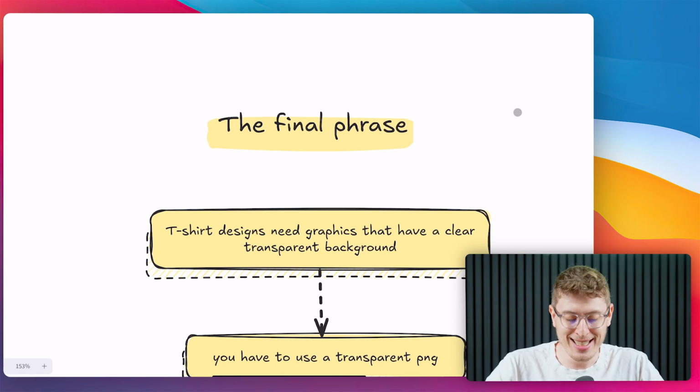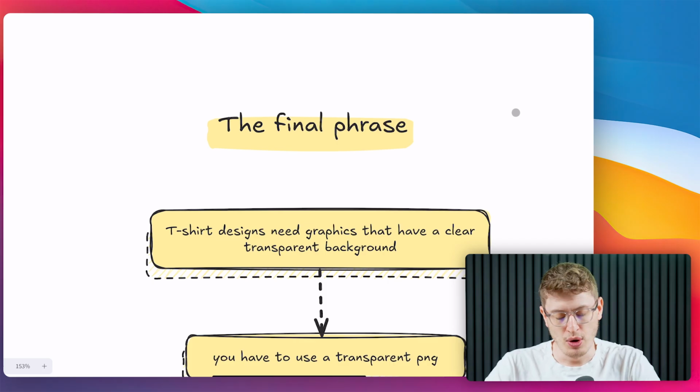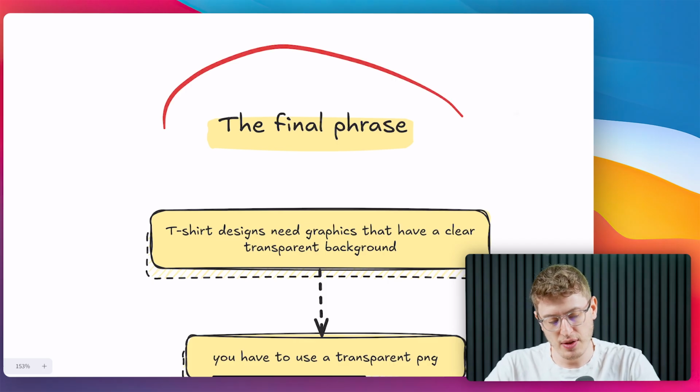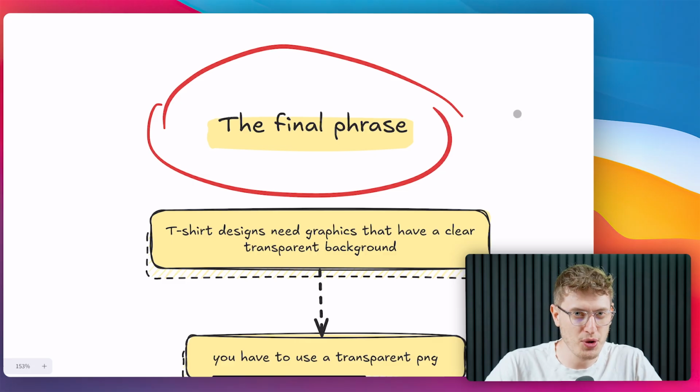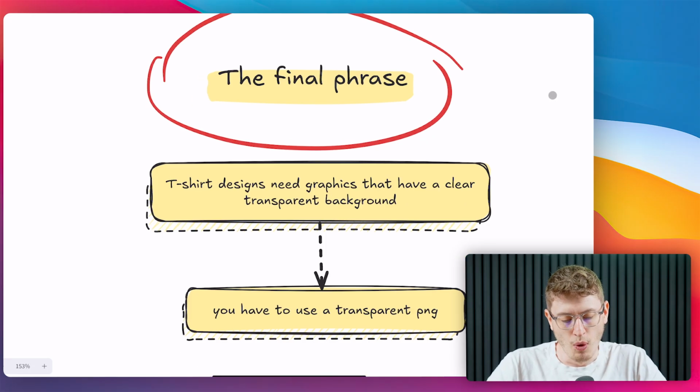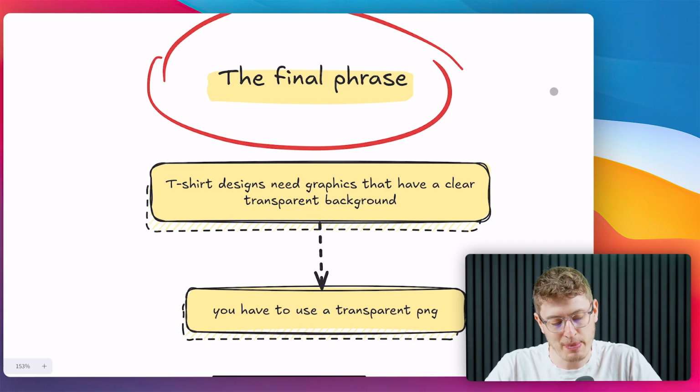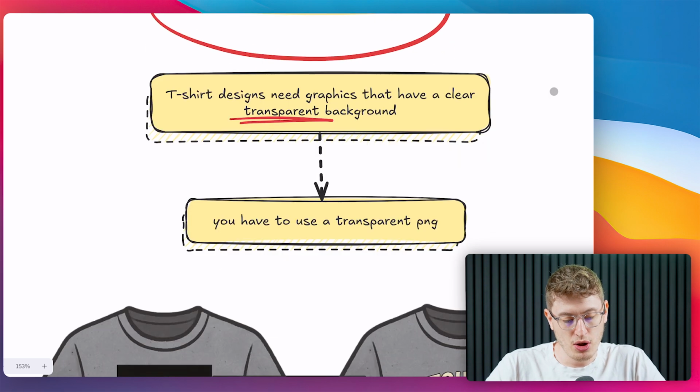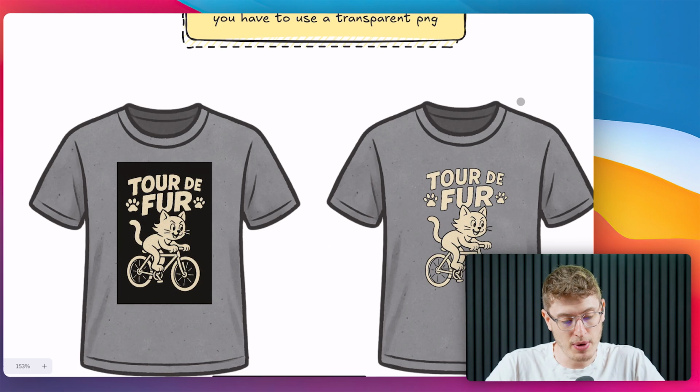T-shirt designs need graphics that have a clear, transparent background. So, as I said, this is the nail in the coffin, right? This is the big bit at the end. Once you've got your graphic from AI, it's great. It's on a black background or a red background or a white background. You need it on a transparent background. Now, you need to use a transparent PNG.